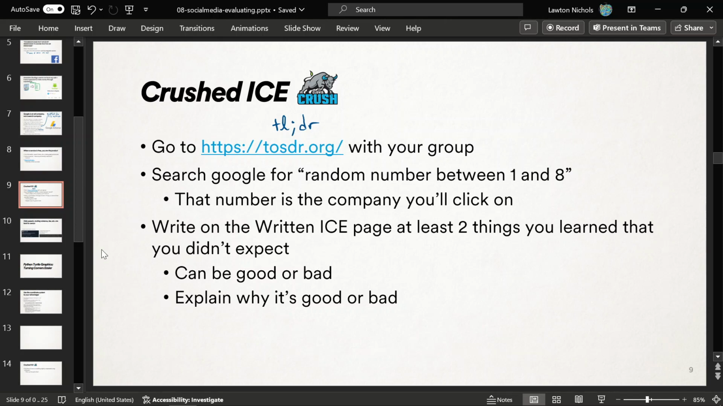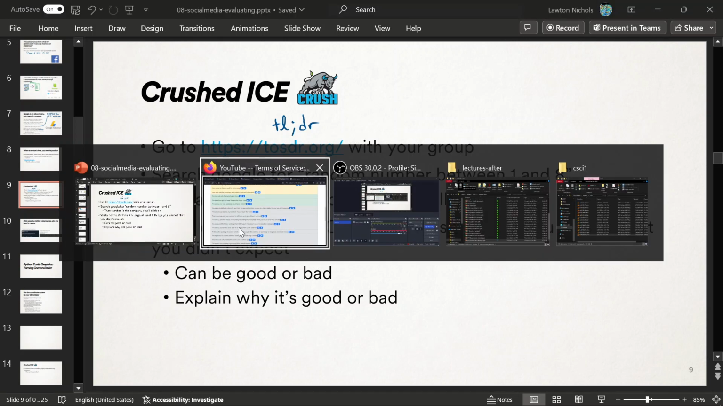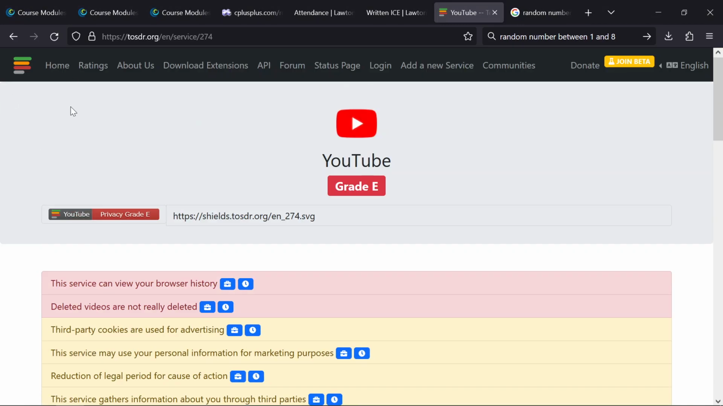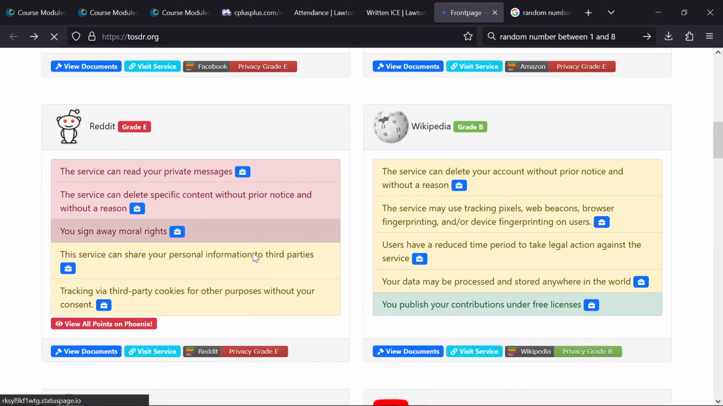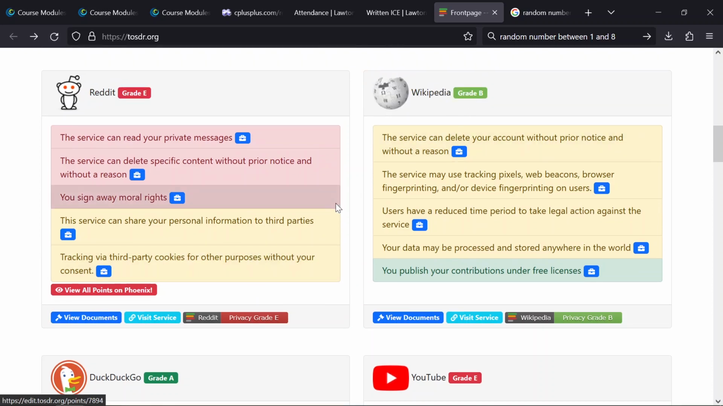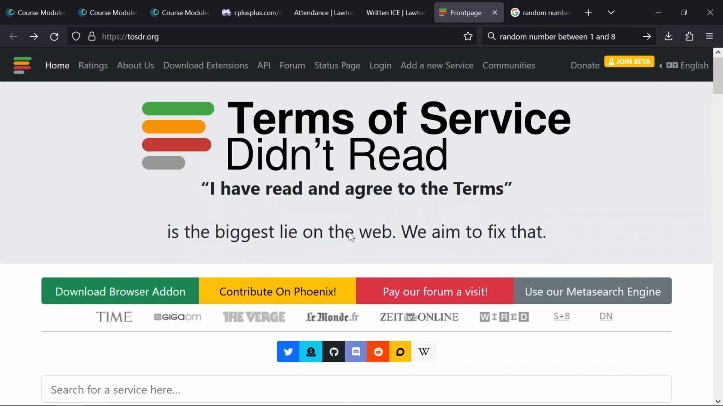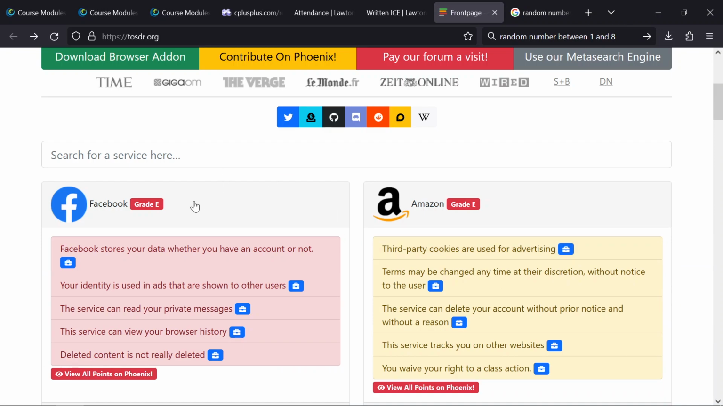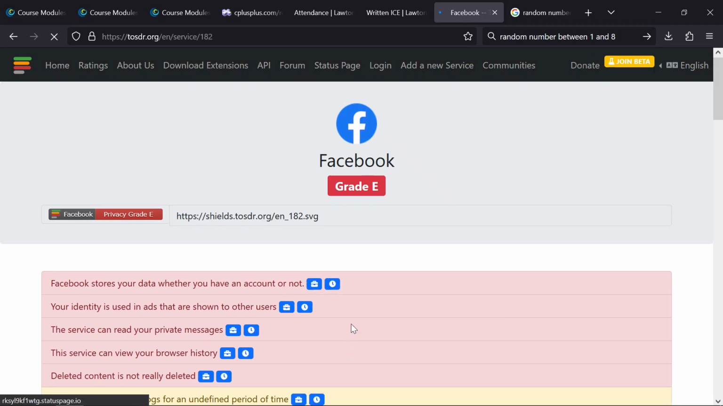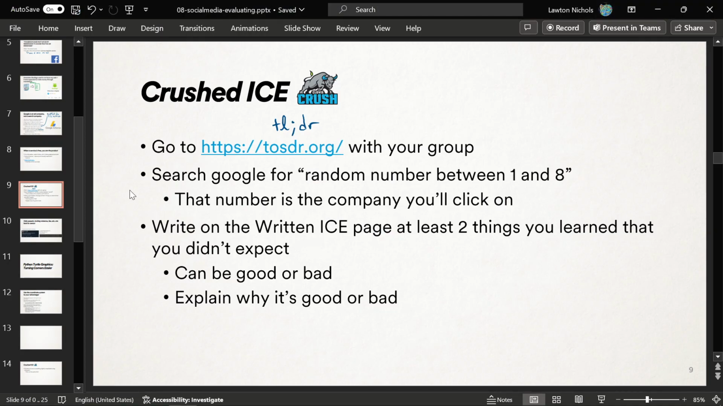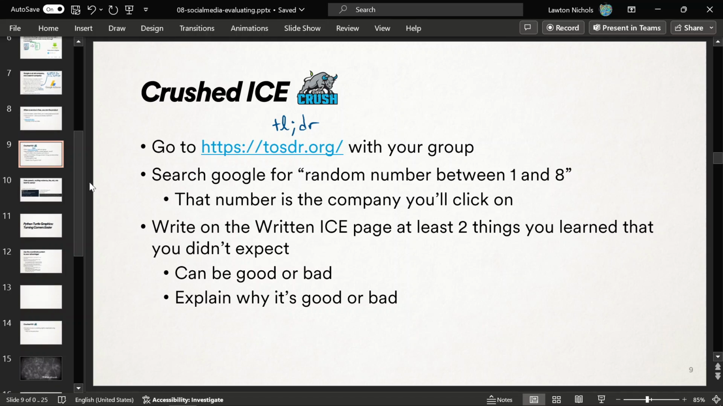Go and read the terms of service summarized to you, and tell me why YouTube is great or it's horrible. Some of these companies are good, like Wikipedia is grade B, maybe get that one. DuckDuckGo is a free search engine. Maybe you'll want to use it after you read this stuff. So please take one of these, click on it, and go through it, discuss it as a group, and on the Written Ice page, write down some stuff that you learned that you didn't expect.